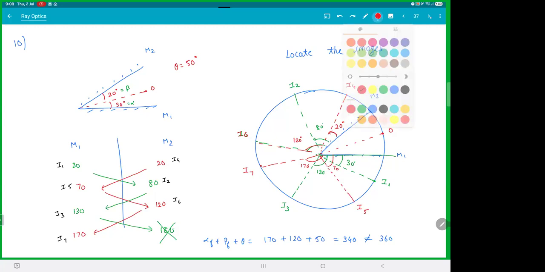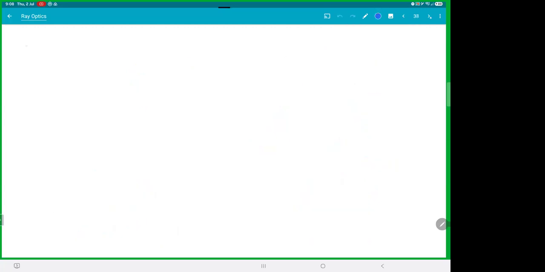We'll try one more. Since you got it, you can just draw it fast. So on a circle, you can tell the exact locations there. This is M1, this is M2. Let's say this is 50 degrees and this is 10 degrees. So again, theta is 60 degrees. Get the images.